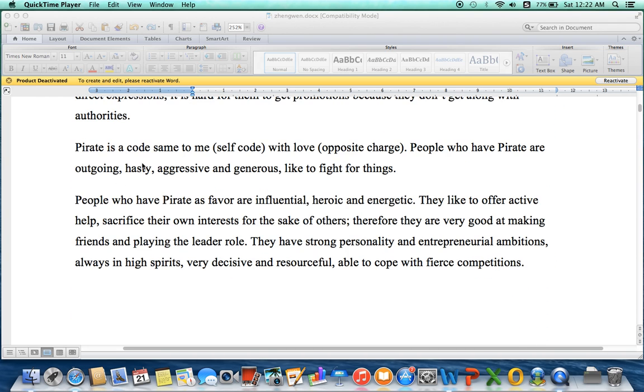And pirate, this is how to describe pirate. Pirate is outgoing, hasty, aggressive, and generous, likes to fight for things. When it serves as favor, we describe it in a good way: influential, heroic, energetic, likes to give active help, likes to sacrifice their own interests for the sake of others. Therefore, very good at making friends and playing the leader role. Have a strong personality, very good ambition, always in high spirits. That's energetic, another way to say. And resourceful, able to cope with fierce competition.